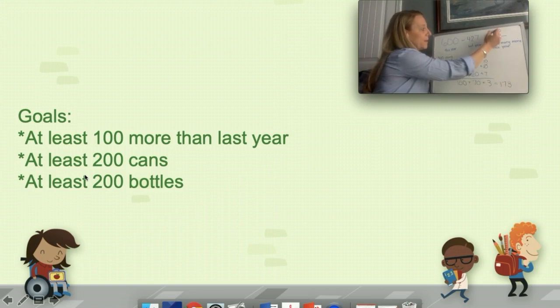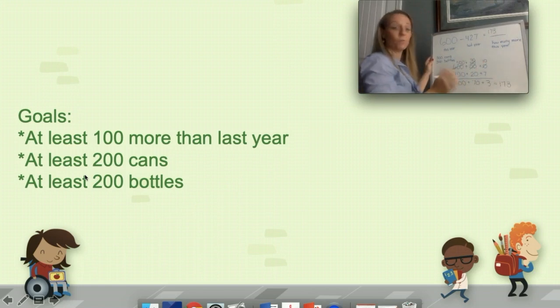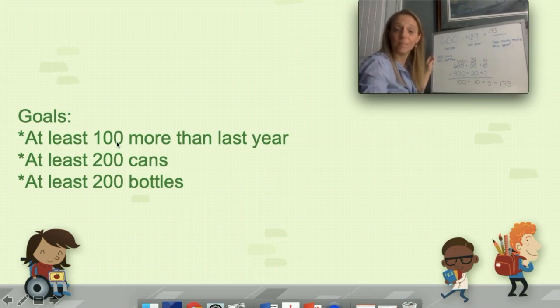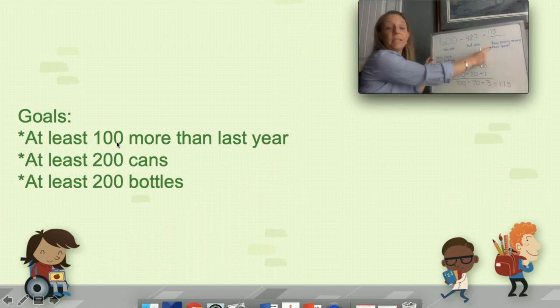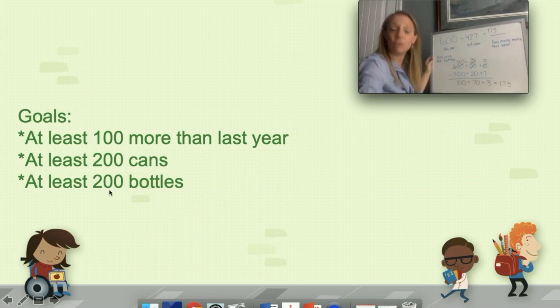If I put that where my difference goes, does it meet the goal? Is 173 at least 100 more than last year? It sure is. Okay, this was a hard problem to subtract from. Remember, yours could be anything so long as it gives us 100 more than last year and you have at least 200 cans, 200 bottles. There are so many different options you could come up with for your answer.